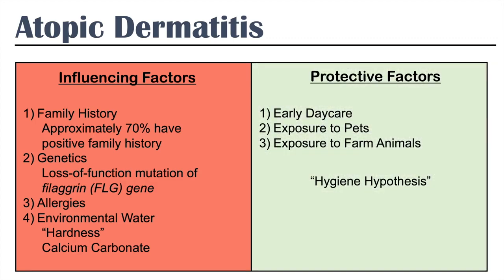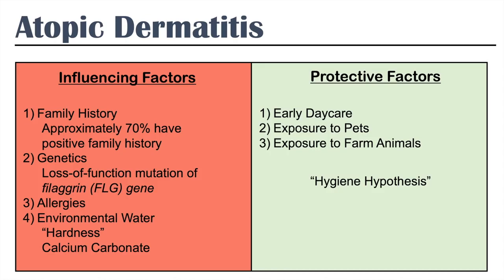And the protective factors, so we've talked about the influencing factors. Now the protective factors are the following. The first one is early daycare. So if you get your child in daycare early on in life, this seems to be protective against developing atopic dermatitis. Again, you're getting into an environment where you're sharing a lot of germs. You're getting exposure to a lot of allergens, those types of things that can actually be helpful for protecting against atopic dermatitis.